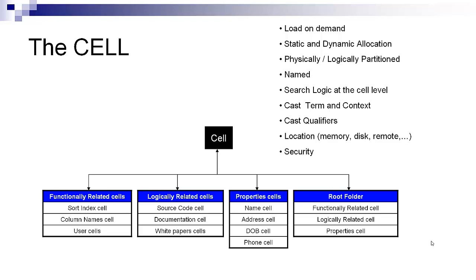So if we have a cast, let's say an integer, we can qualify that. We can put a range in it, or representation, or language, German or French or whatever, to qualify a particular value. This cell has a location. So it might be in memory, it might be on disk, it might be on a remote machine, and then we also have security.